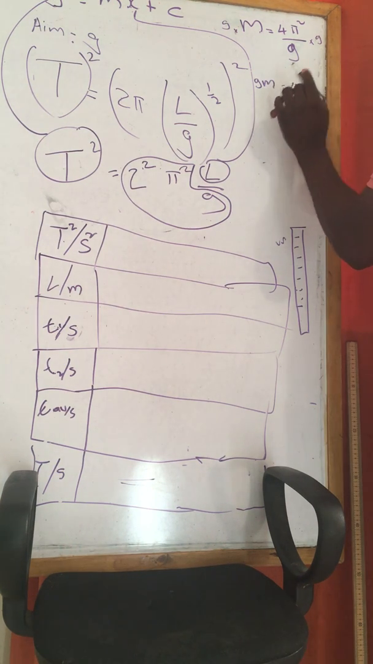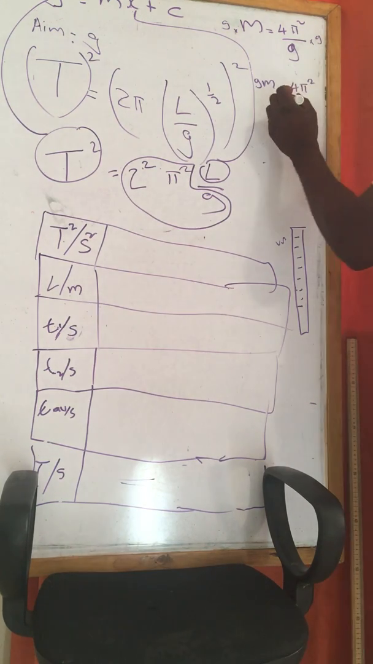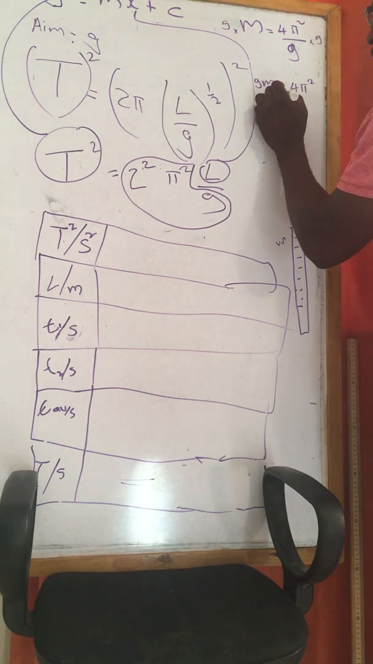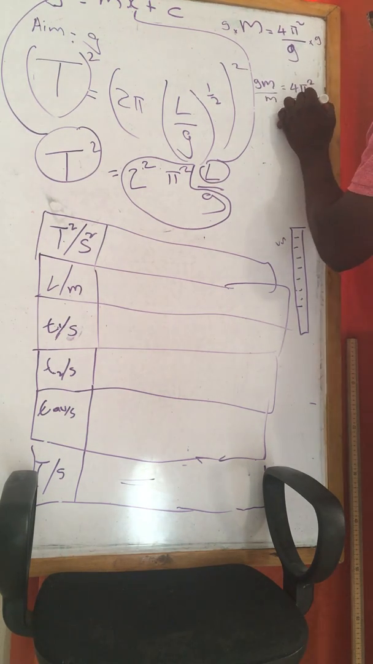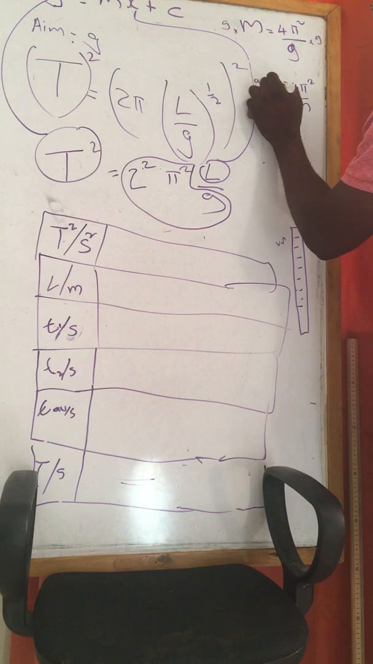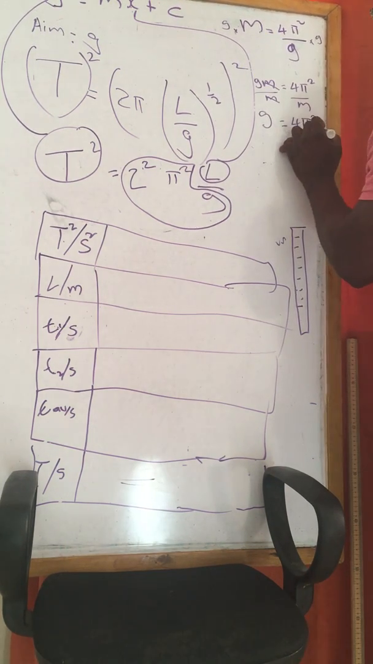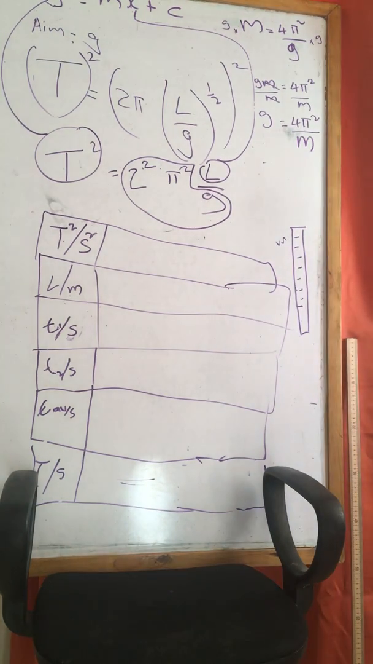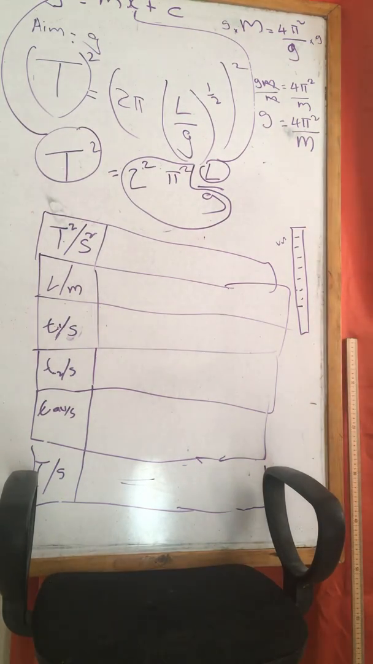We have an m over here. I need to get rid of this m, which would be the gradient that you find. So to get rid of this, I must divide by m, and whatever I do on the left, I must also do on the right. So that cancels that. So G is equal to 4 pi squared over m. And from that, you would get a value for G in your location.